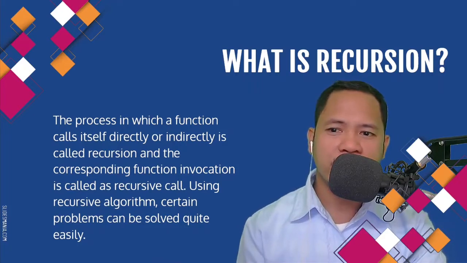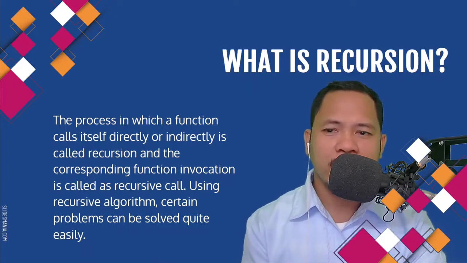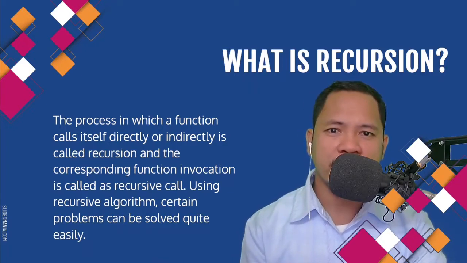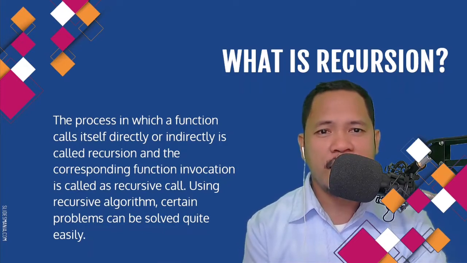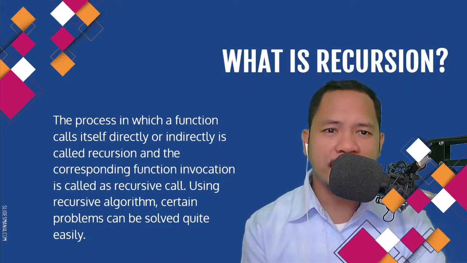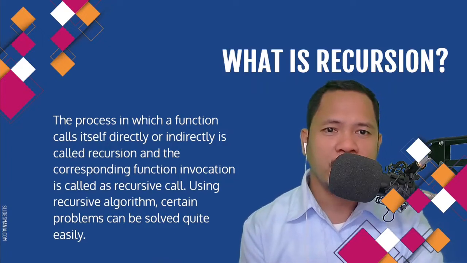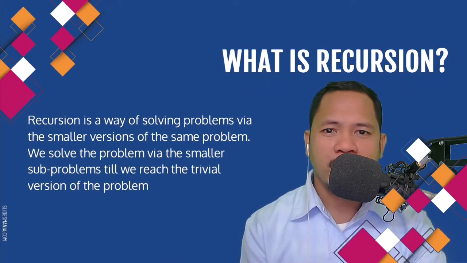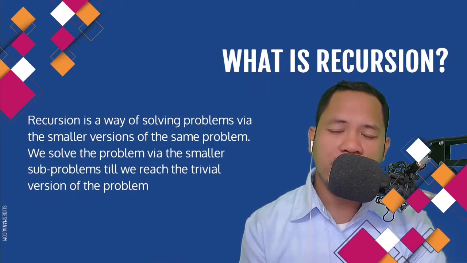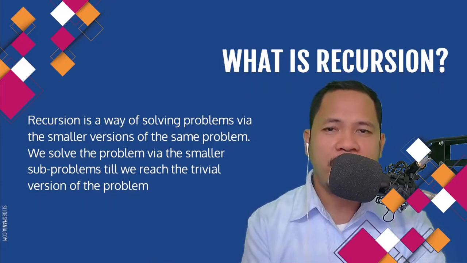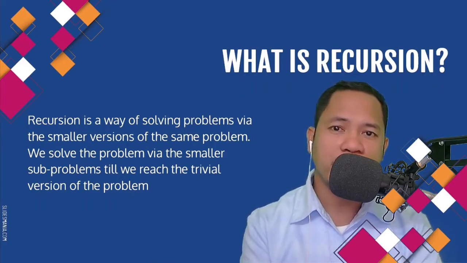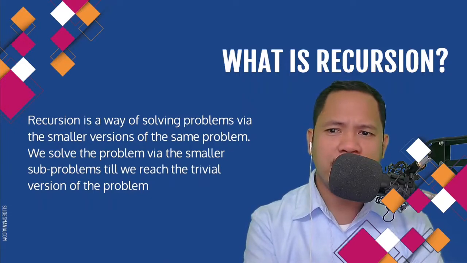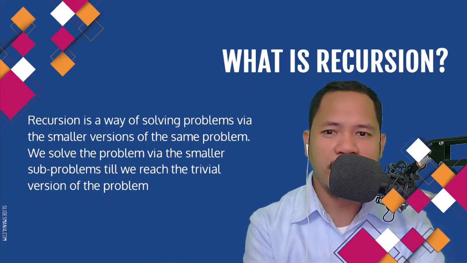Using recursive functions or recursive algorithms, certain problems can be solved quite easily. So every time you see a function that contains an invocation of itself, that is a recursive function. Or you could say that is a case of recursion. Recursion is a way of solving problems via smaller versions of the same problem. We solve the problem by the smaller sub-problems until we reach the trivial version of that problem.